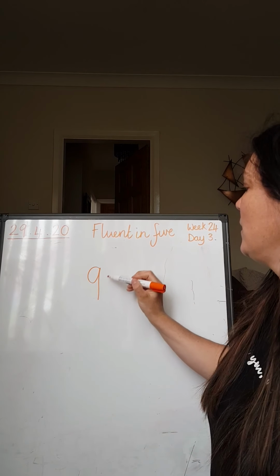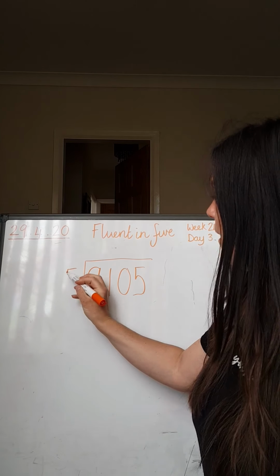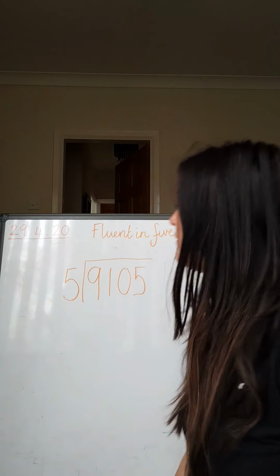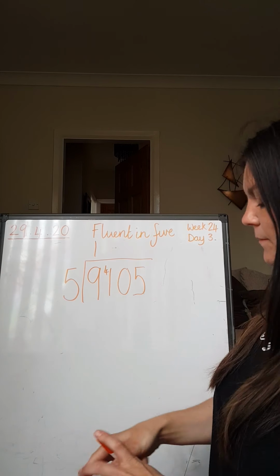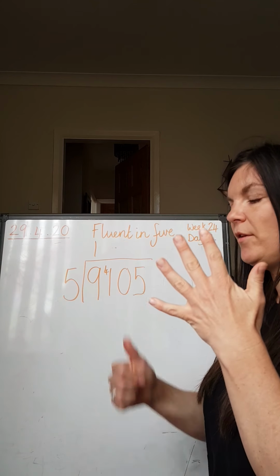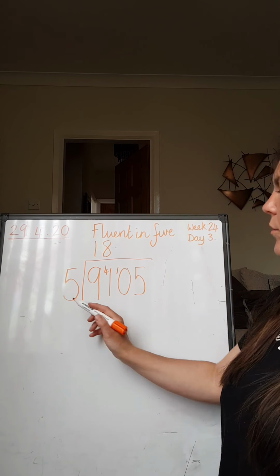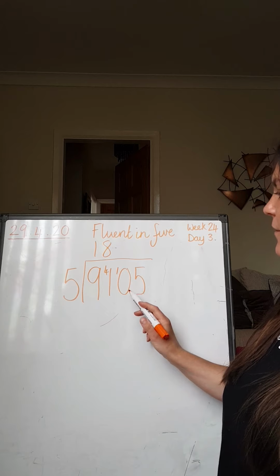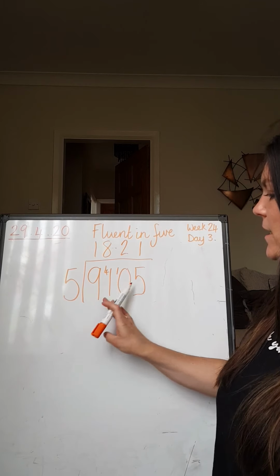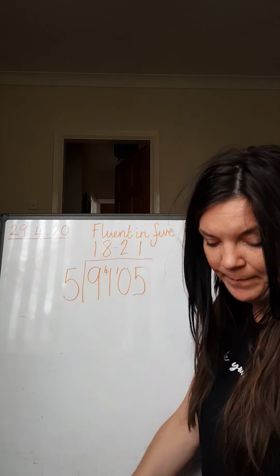And the last one, the final one, 9,105. I'm going to put it in a bus stop. I'm dividing by 5. How many 5s can I fit into 9? I can fit 1 group of 5. And there are 4 left over. How many 5s can I fit into 41? 5, 10, 15, 20, 25, 30, 35, 40. I can fit 8 in. And there is a remainder of 1. Put that on the next number. I've got 10 now. How many 5s can I fit into 10? 2. And how many 5s can I fit into 5? 1. So the answer is 1,821. That is for question number 5.